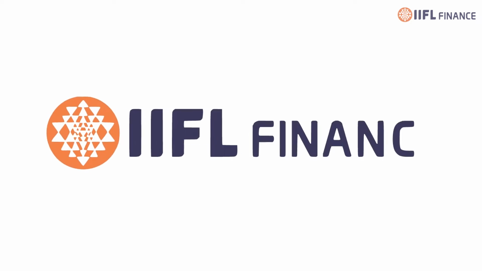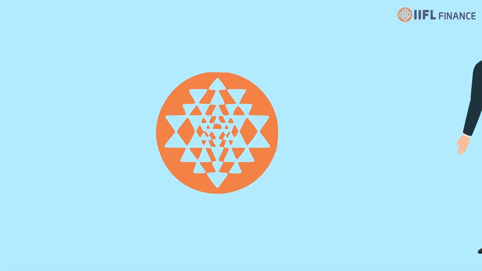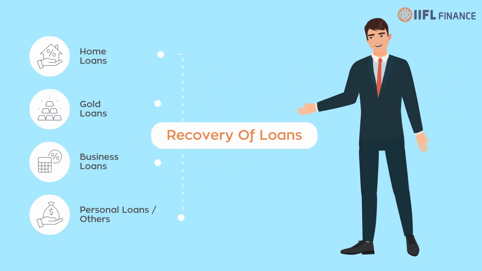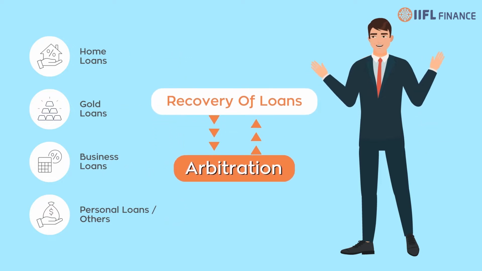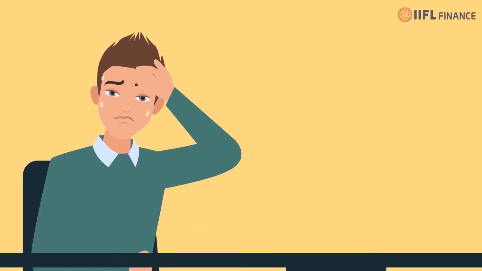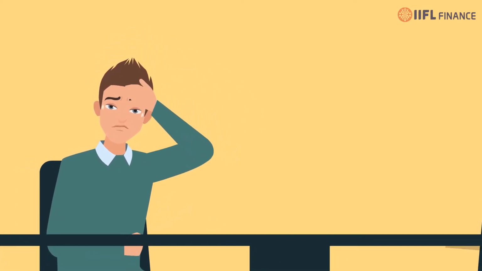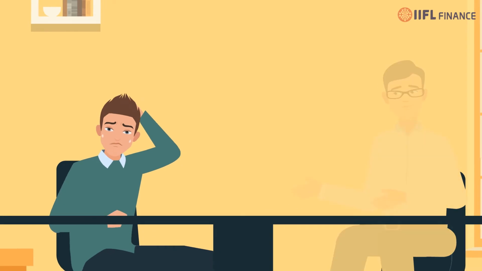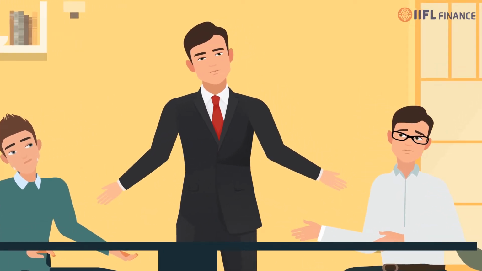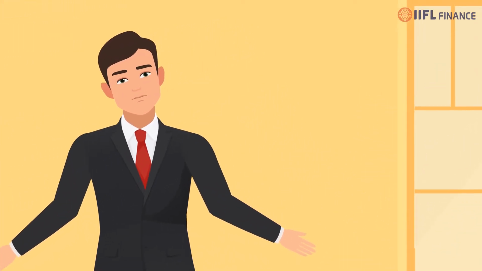At IIFL, where we offer customers a plethora of lending services, recovery of loans is almost as important as the process of lending itself, which makes arbitration a key part of our business. Meet Raj. He's taken a loan and has defaulted. Raj and the lender are both not keen on going to a court of law. They mutually decide to use Dev as their private judge, which makes him the arbitrator between them.